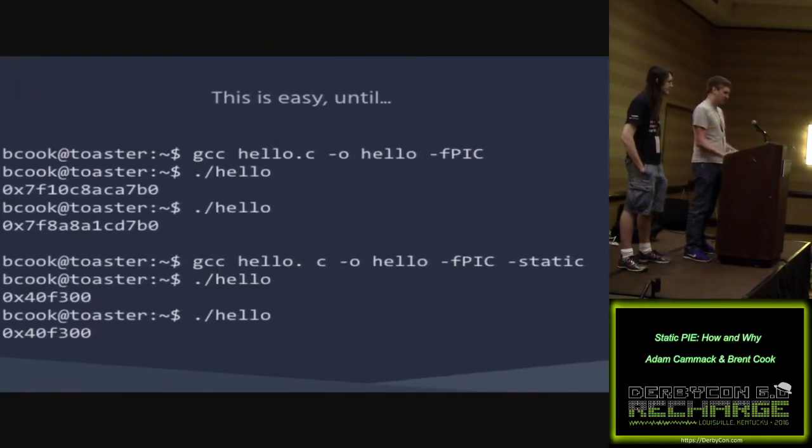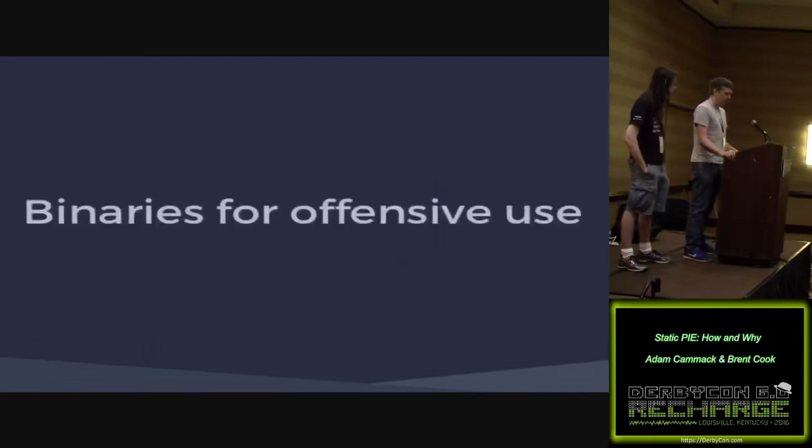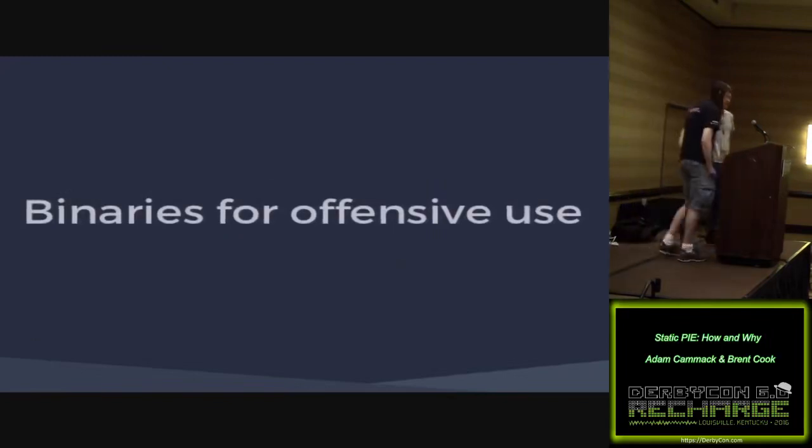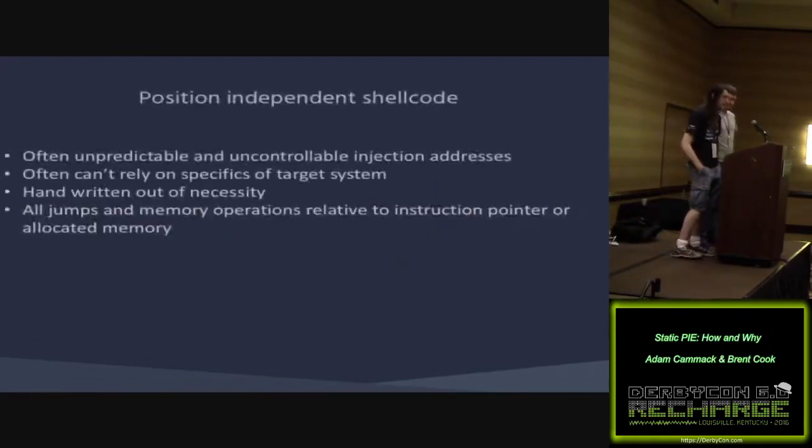So let's see. We're going to talk a little bit about how you can build binaries that are geared towards offensive use. There are a couple different kinds of binaries. The most common one that's talked about is shellcode, because that's what everyone has to write or rip out of Metasploit, which is fine. It's what we write it for.